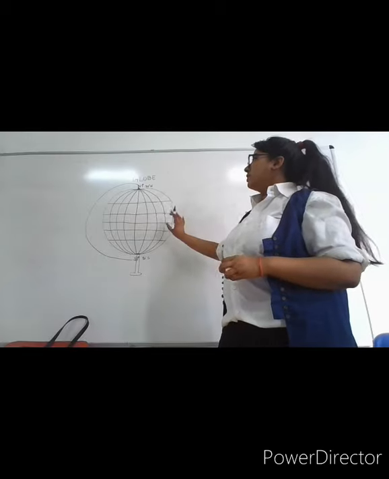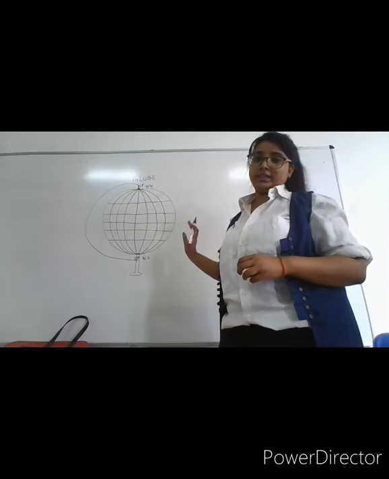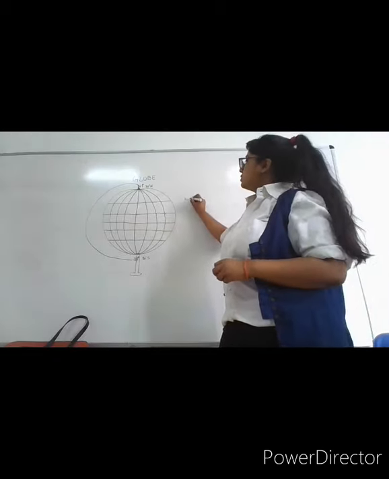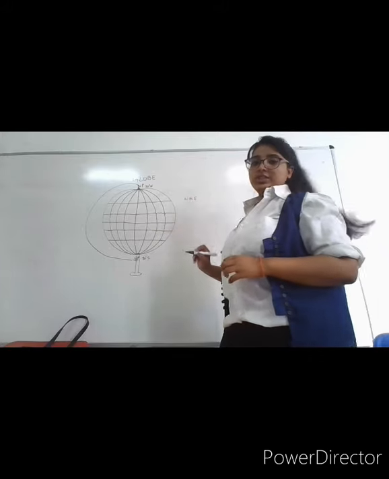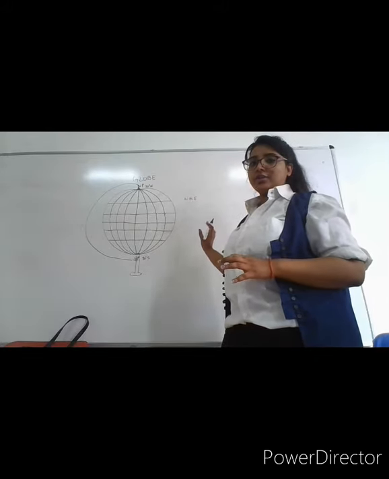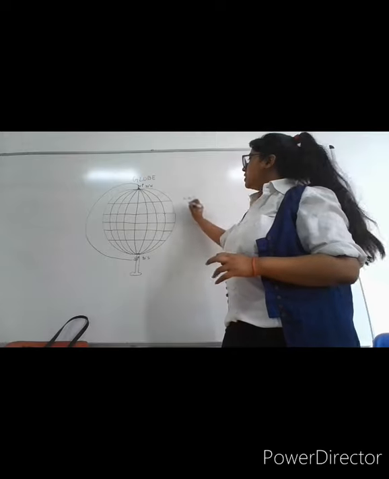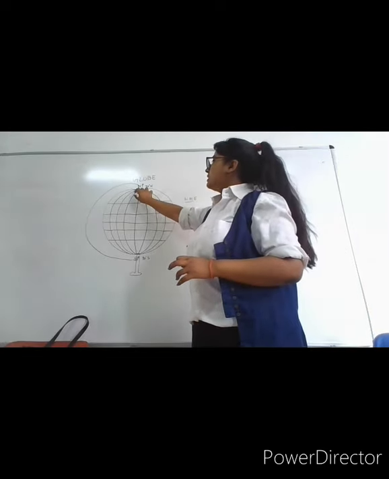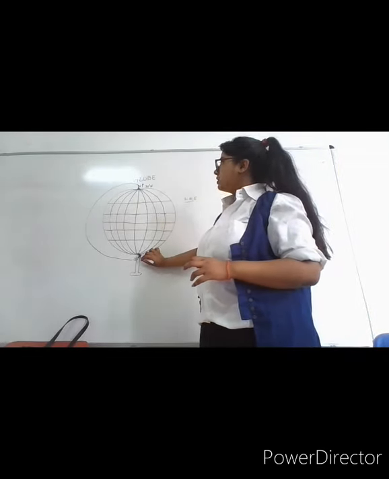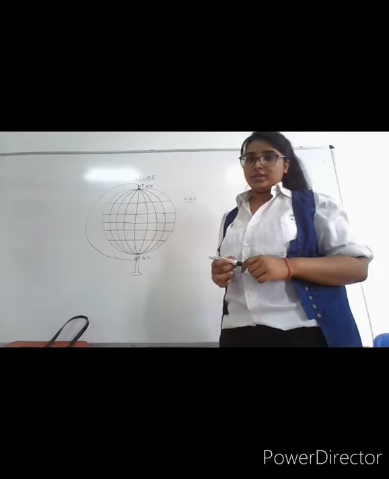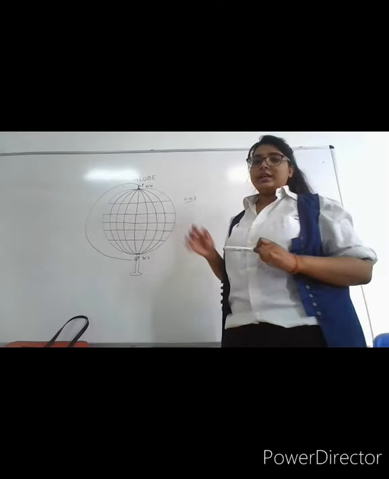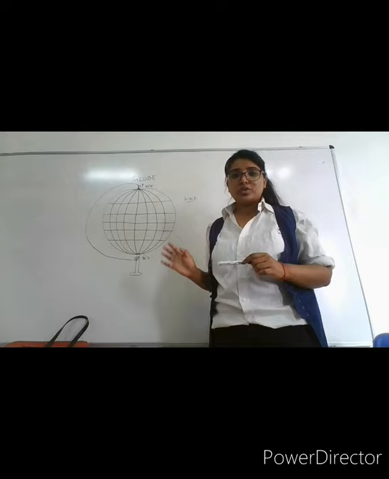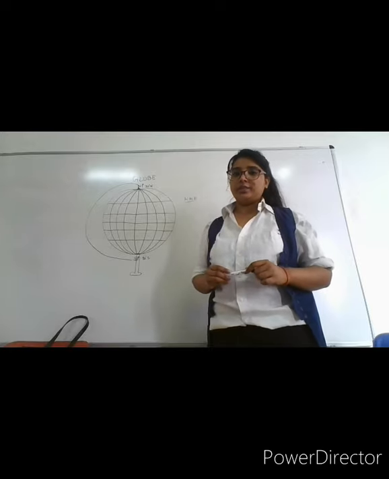Now this globe rotates from west to east, which is the exact rotation of Earth. And these needles actually point to the North Pole and South Pole. So this is how we see that the globe is actually a true representation of Earth.